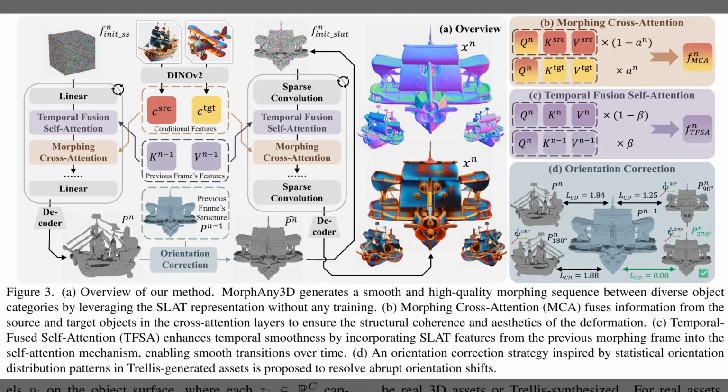Alright, having seen the results, Figure 3 breaks down the architecture. Panel A maps out the full pipeline, processing input images to generate the 3D structure. The key innovation appears in Panel B as morphing cross-attention, which blends source and target features to ensure structural coherence. To keep motion smooth, Panel C introduces temporal fuse self-attention, borrowing information from the previous frame. Finally, Panel D illustrates orientation correction, which actively rotates the model to prevent sudden, jarring spins.